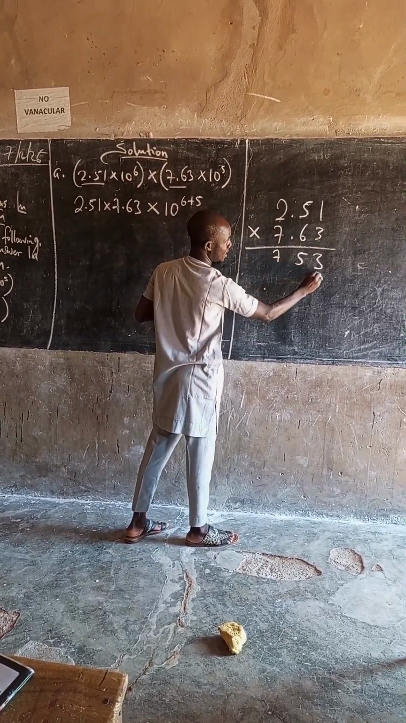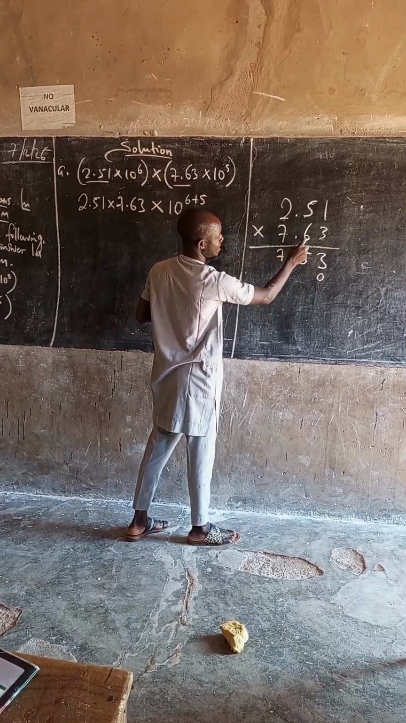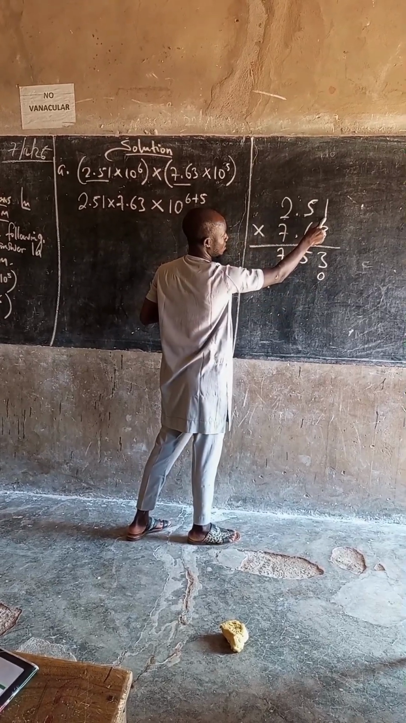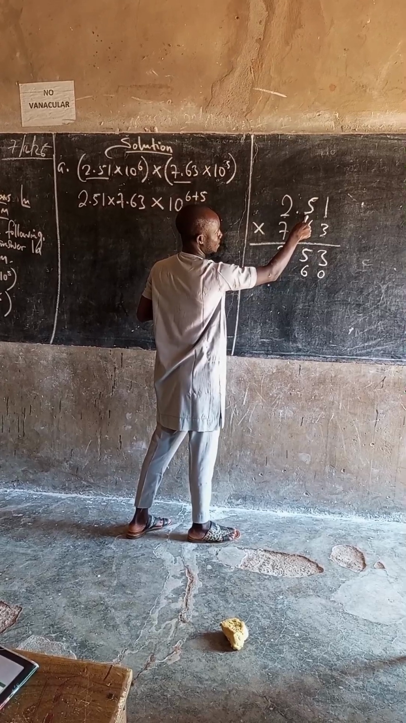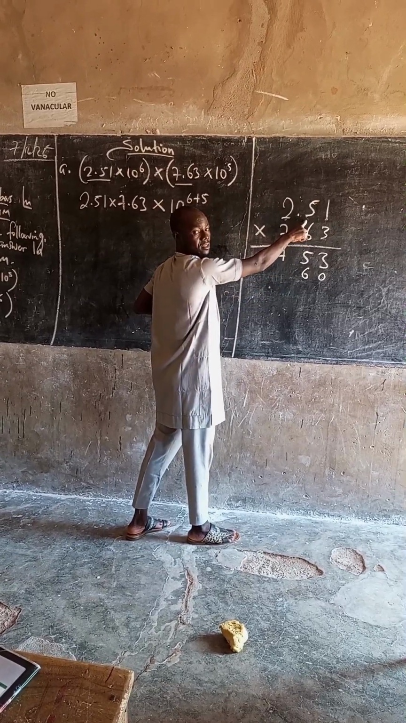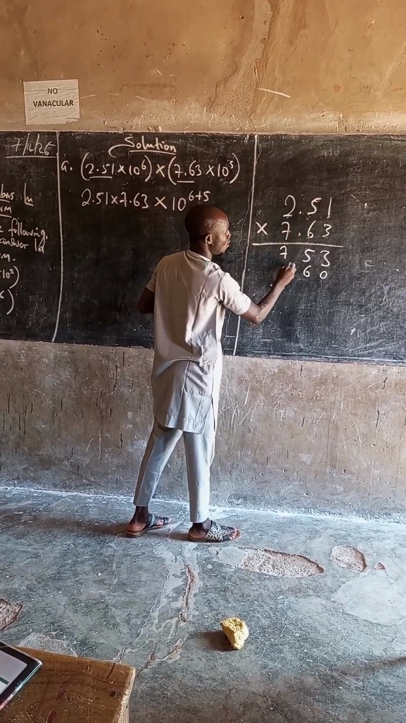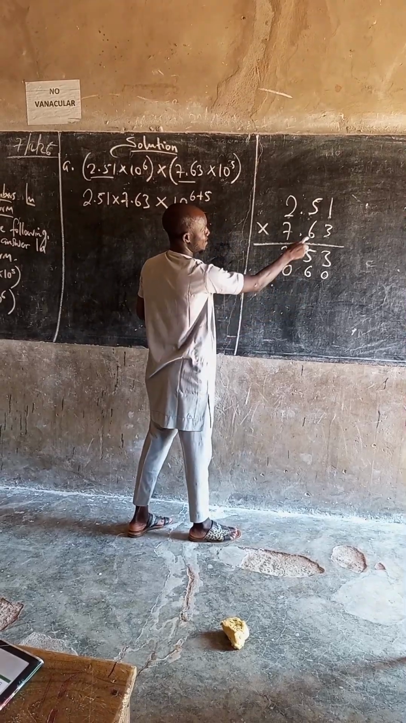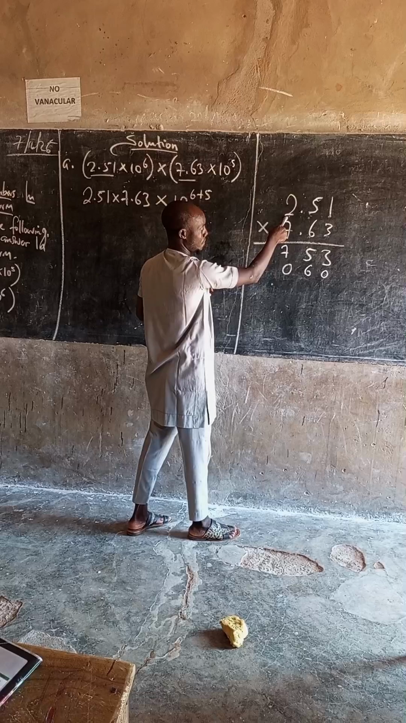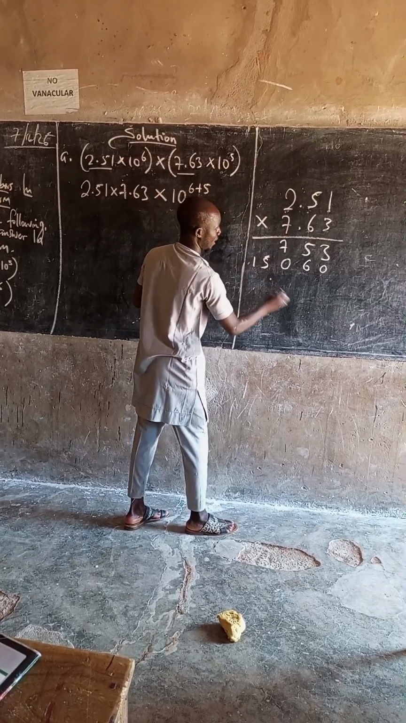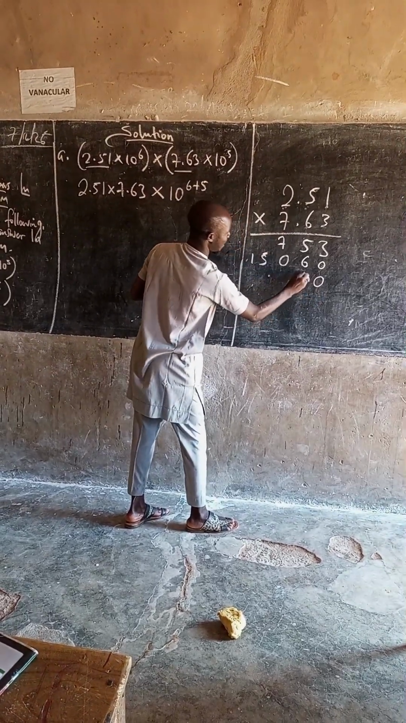You place 0 under this. Now we come to the next. 6 times this will give us 6. We write it here. Now 6 times 5 will give you 30, right? So you write 0 and carry 3. Now 6 times 2 will give us 12. Plus 3, 15. So we write it on here. Now you place 2 zeros under this.